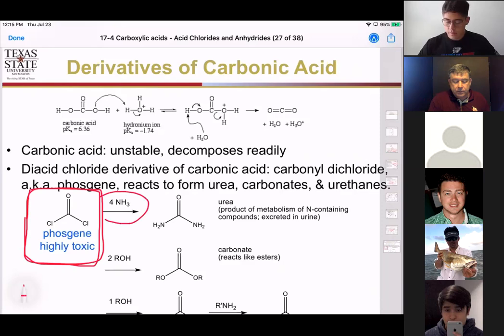One thing you can do is react it with ammonia, and ammonia can be used to make urea. Urea is a really common reagent used in fertilizers and intermediates in other chemical processes. So, it's very small and very easy to make and very inexpensive. So let me move this up.